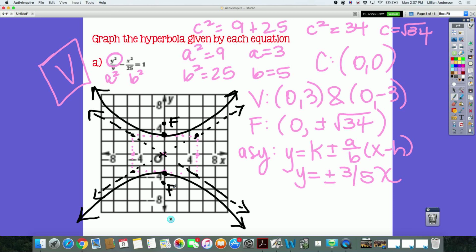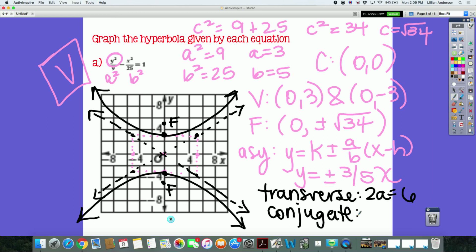And that is the graph of this particular hyperbola, y squared over 9 minus x squared over 25 equals 1. Let me also harp on a few terms from the other slides. The transverse axis length is always equal to 2a. So the transverse axis was equal to 6, and the conjugate axis, which is equal to 2b, is going to be 10 because b was 5. From vertex to vertex is a total of 6 units, and from co-vertex to co-vertex is a total of 10 units.